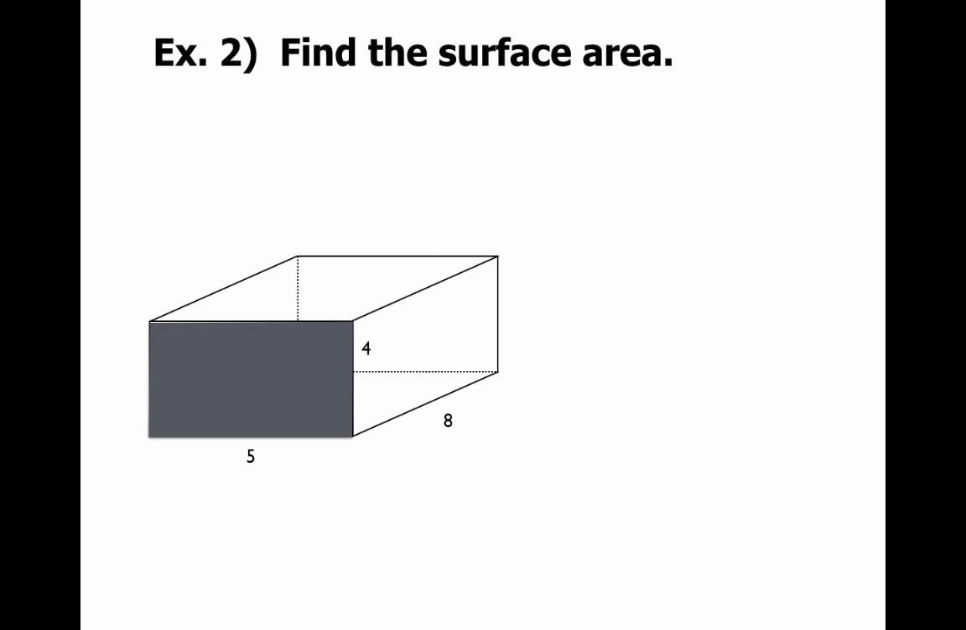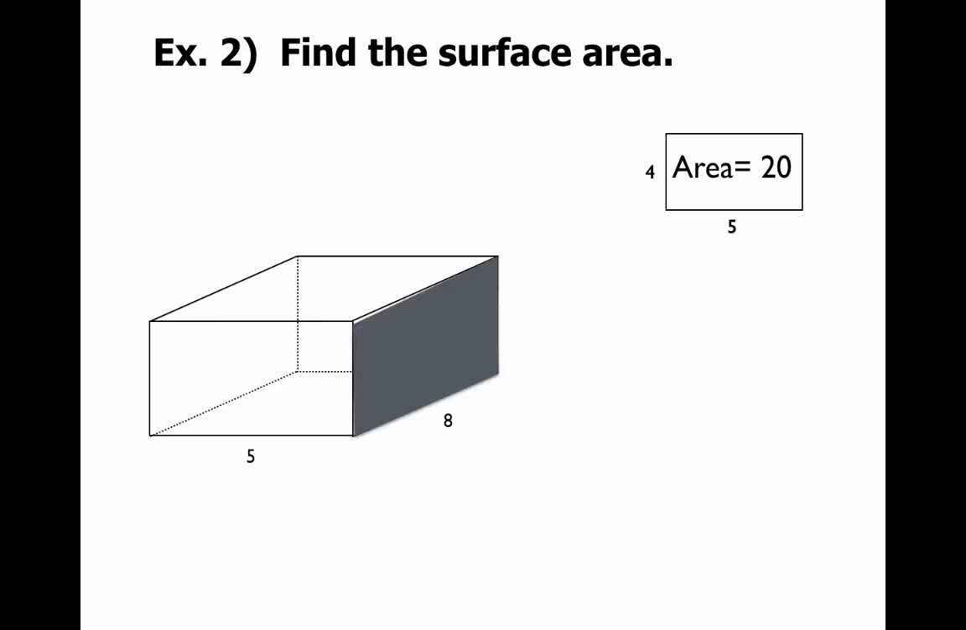Let's start with the front first. The front is in the shape of a rectangle. It measures 4 by 5. So the area of that rectangle would be 4 times 5, which is 20. So that's the area of the front. Of course, there's going to be a back that matches that in a minute.